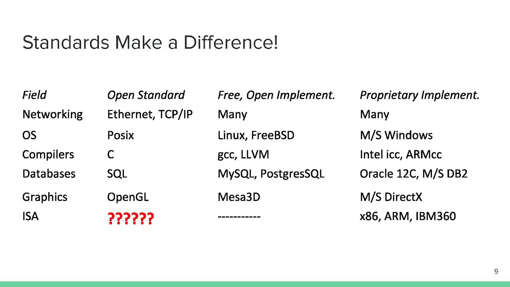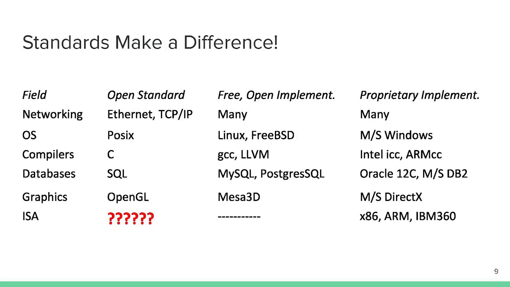But standards are really important. They make a huge difference in the hardware world. So for example, in networking, Ethernet and TCP/IP is an open standard. You just go online and you can see it, and you can implement your own version of it. And I had to do this in one of my grad school classes. I didn't do that great, but students learn how to do networking this way. And there's lots of proprietary implementations as well.